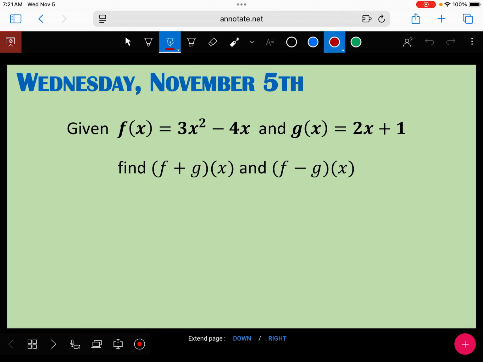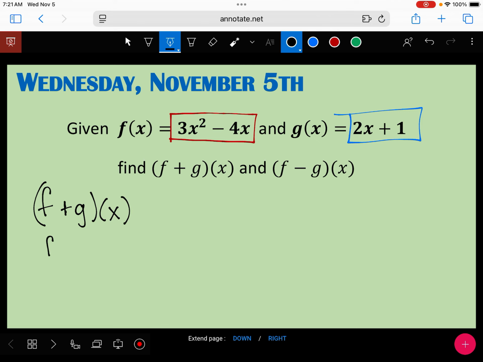So this is our f of x function, and this is our g of x function. So first you're going to start by adding. What this means, f plus g of x, that means that you're adding together f of x and g of x. That's what that means.